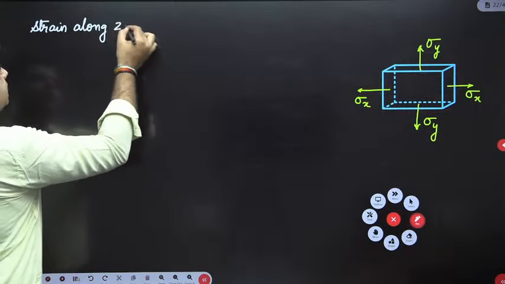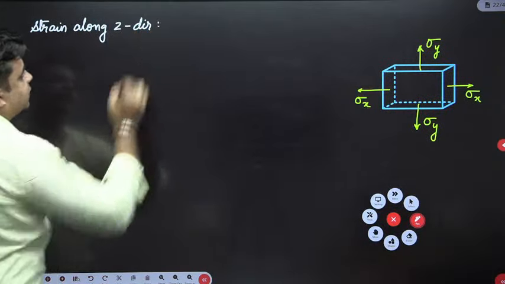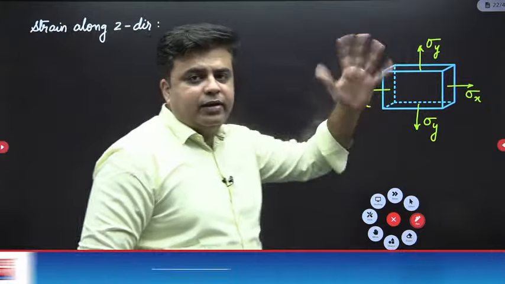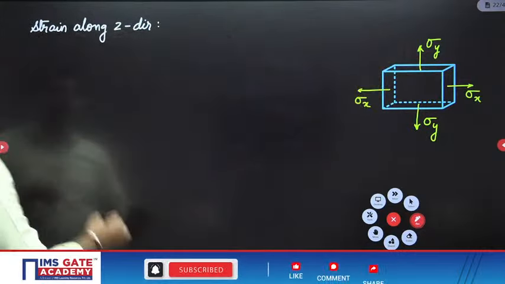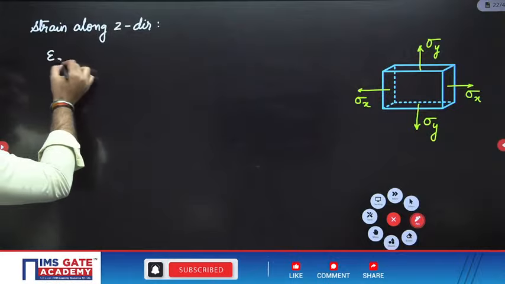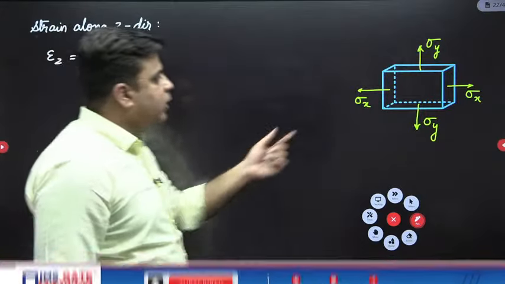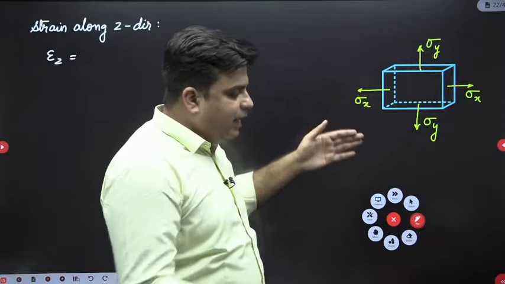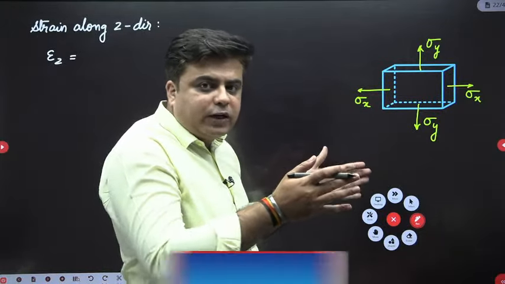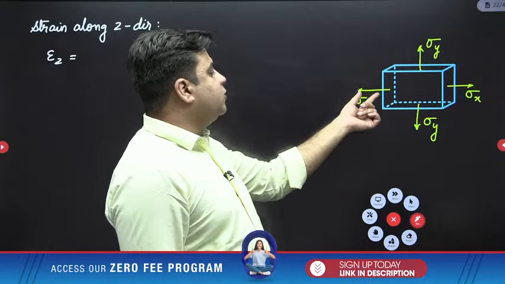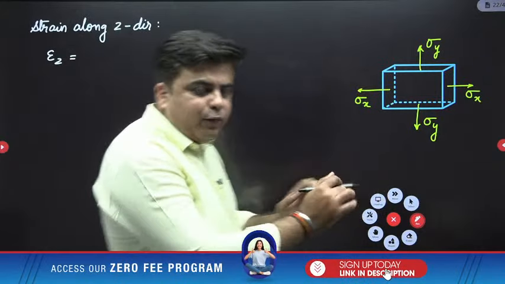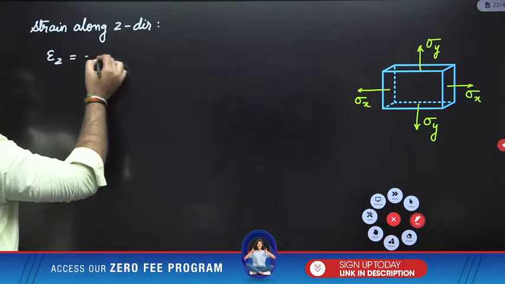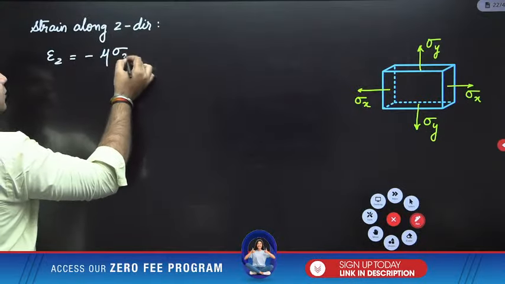So what is strain along z direction? Is there any sigma z? No sigma z. So strain along z direction will directly start from the Poisson's effect of sigma x and sigma y. If sigma x is tensile, it will try to contract the width of the member. So the Poisson's effect of sigma x will be negative. It will be contracting, so I will write down minus mu times sigma x by E.